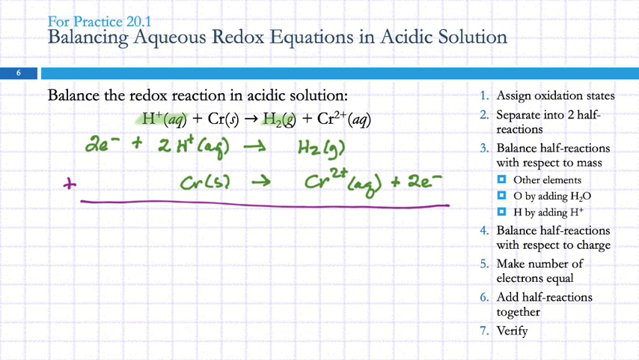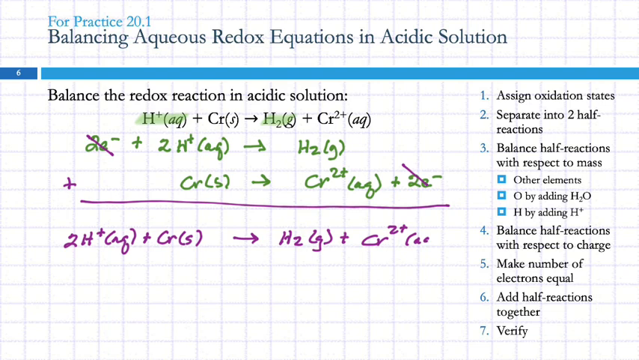The electrons are always going to cancel out because we're setting it up that way. So 2 electrons and 2 electrons, those are going to cancel out. And then we'll just copy down what's left. We've got 2H+ aqueous plus Cr solid, making H2 gas and Cr2+ aqueous.